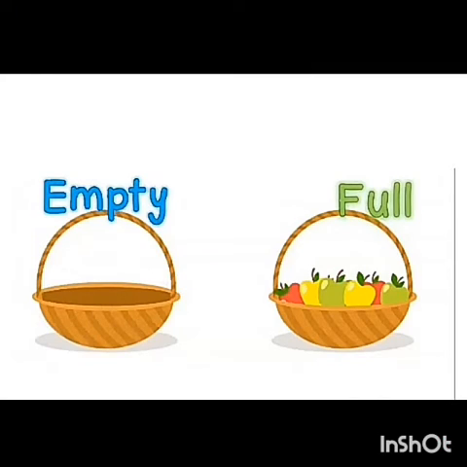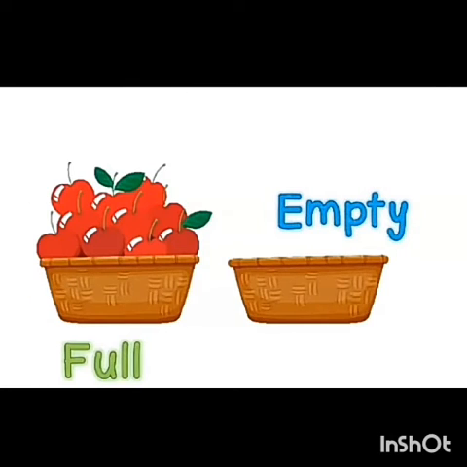See children, we have two baskets here, right? See the right basket, it is full of apples. The quantity of apples is more, right? So it is full. But the left basket has nothing, so it is empty. See here, in the left basket there are so many cherries, but in the right basket there is nothing. So the left basket is full of cherries, but the right basket is empty.